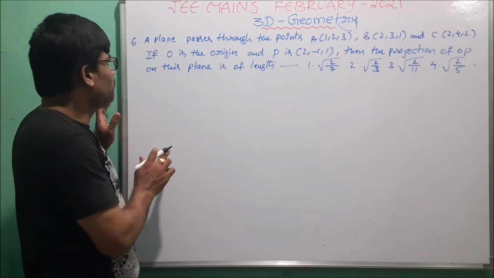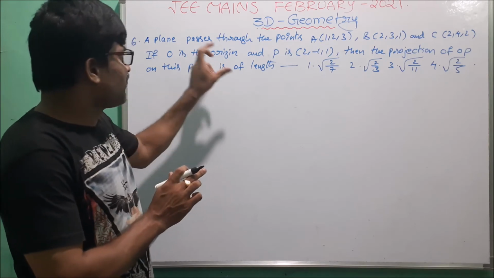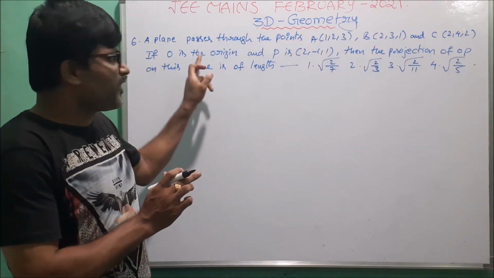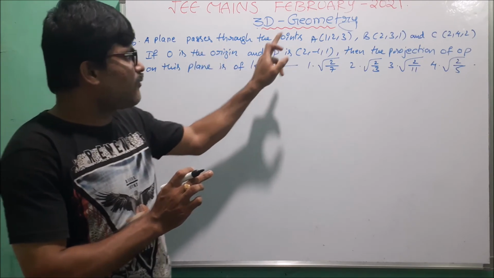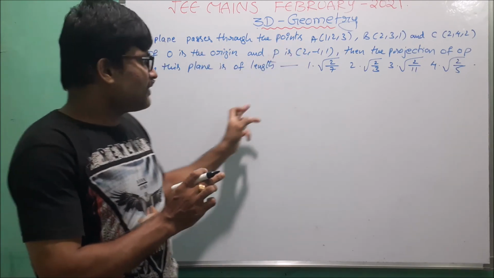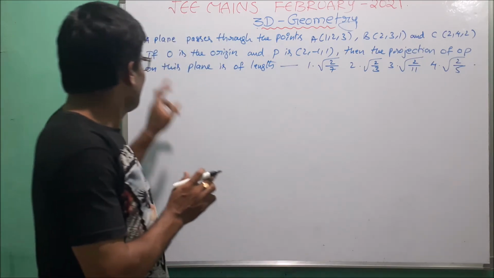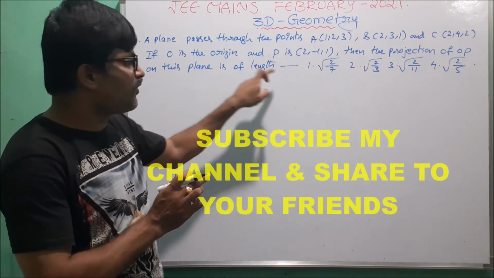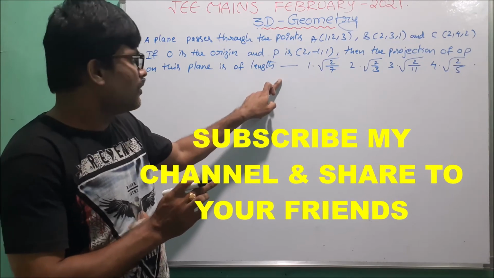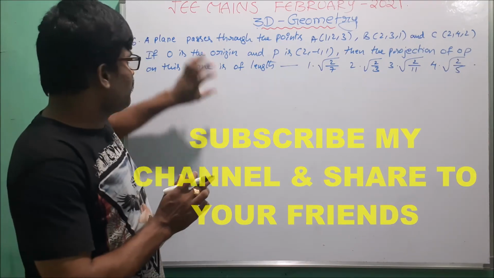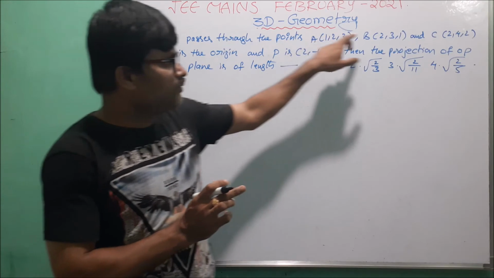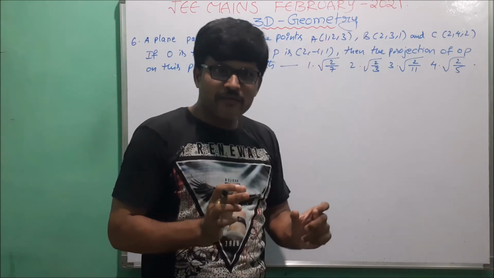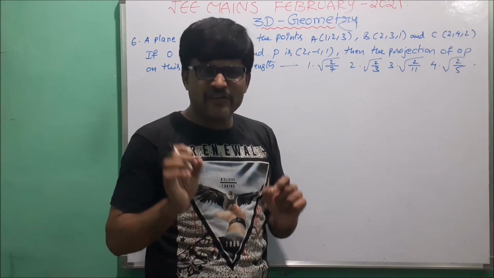Now the next problem. A plane passes through the points A, B, C. If O is the origin and P is a point, then the length of the projection of OP on this plane is dash. Here one plane passes through 3 points. Now we use the 3 points to find the equation of the plane.